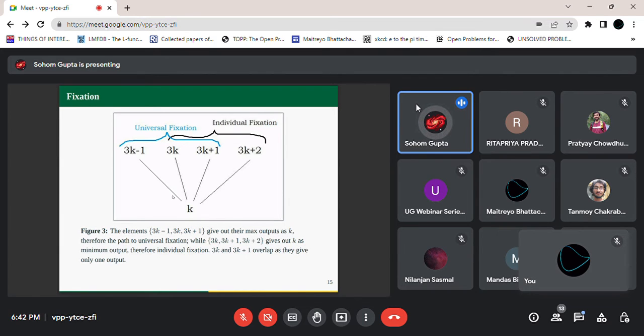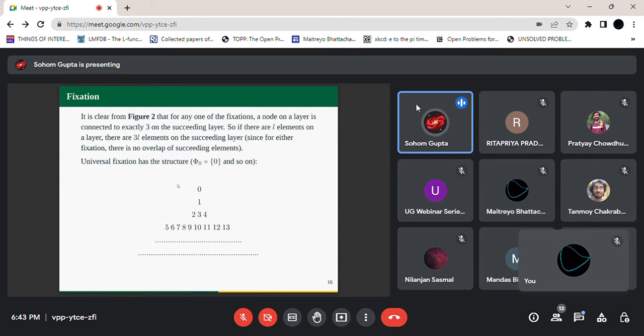So basically, that is the difference. When you have k, you would have 3k minus 1, 3k, 3k plus 1 as the previous layer from where k can come under universal fixation. Well, under individual fixation, k can come from 3k, 3k plus 1 and 3k plus 2. And you can clearly see that if k comes from these three and these three come from three more, you can get a very nice bottom-up tree structure. And this tree structure is very nicely seen here.